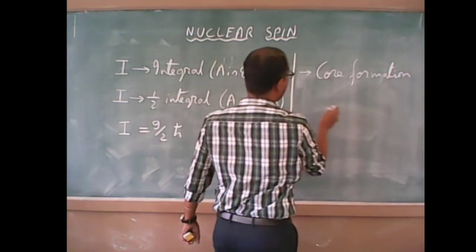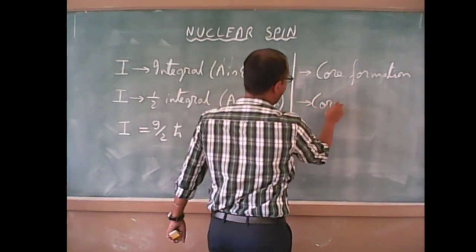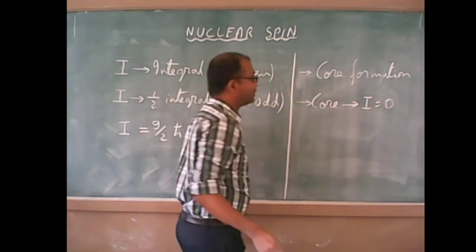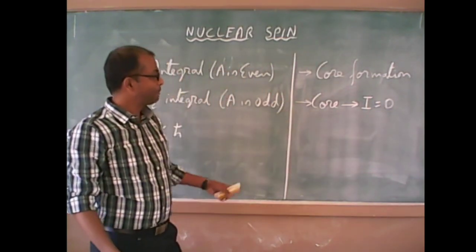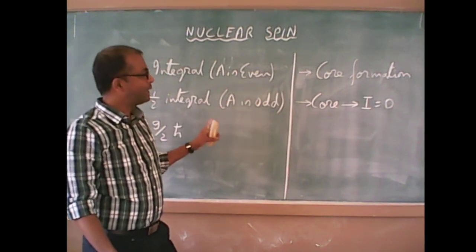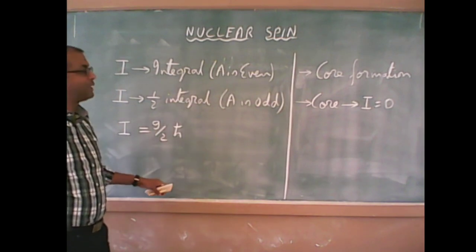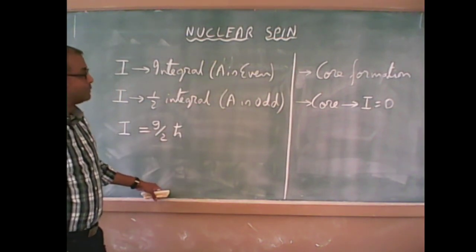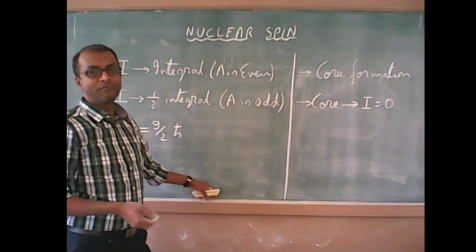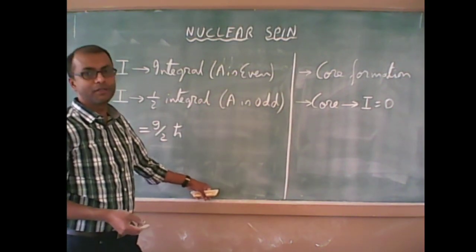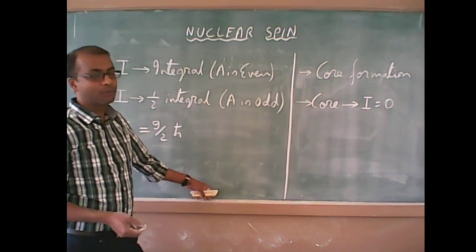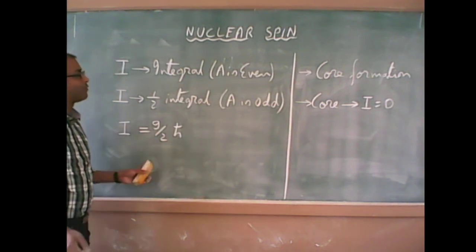The core has total I equal to 0. The core does not contribute anything. So if there is an unpaired nucleon, that unpaired nucleon determines the final spin of the nucleus as such. So this is all about nucleus spin. Later, when we discuss the shell model of the nucleus, we will actually calculate or try to find out the spin of different nuclei.